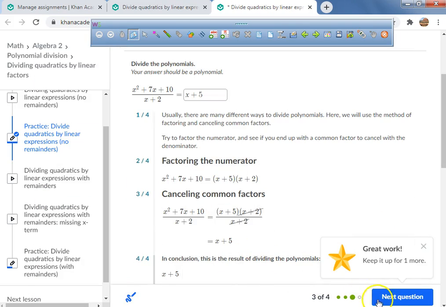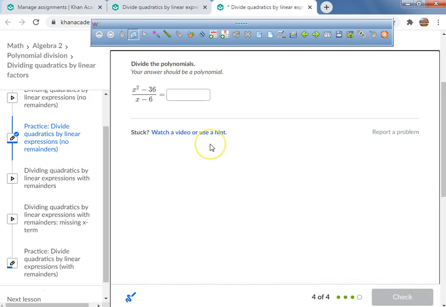All right, let's go on to the next one. What? I see a difference of squares.